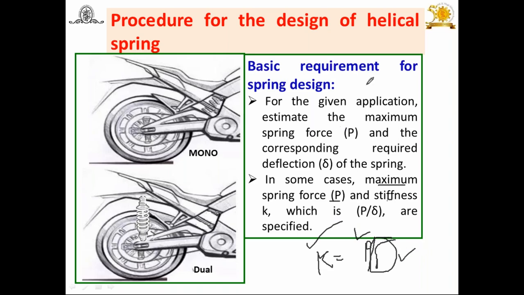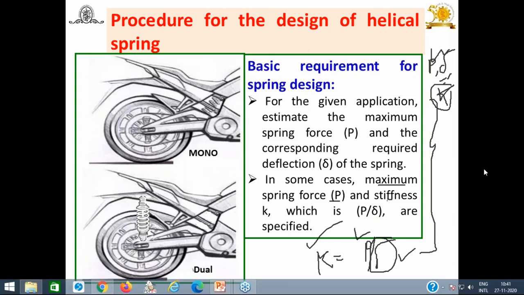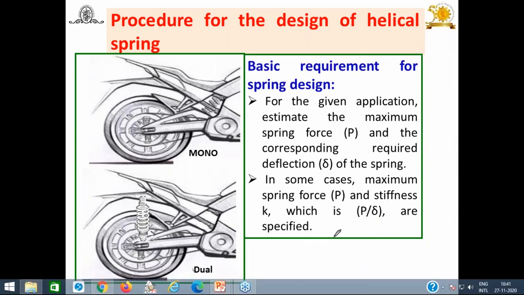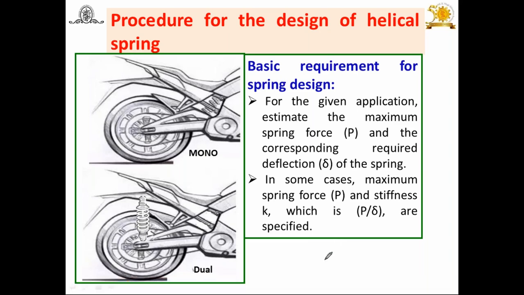That means whatever may be the things, but basic requirement, you should know P, or you should know how much is the delta, or you should know the K. If one or two known, you can find out easily K or P known, you can find out del or deflection. These are the requirements. And if it's not given, you can assume. Otherwise, it's not possible to do the calculation to find out the dimensions of the springs also. Try to understand. So it's a first step or basic requirement in design of spring.